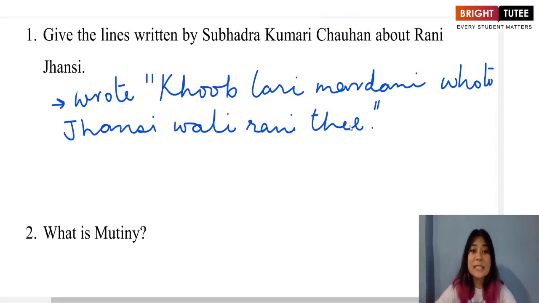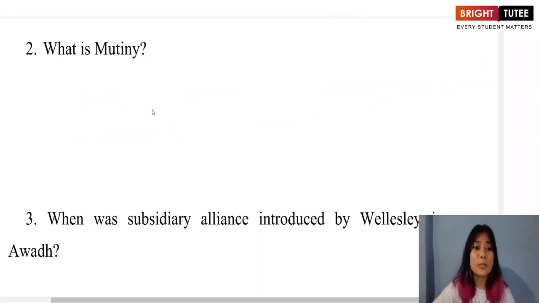So this basically means, like men, she fought. She was the Rani of Jhansi. Like men, she fought. She was the Rani of Jhansi. So this is the line written by Subhadra Kumari Chauhan about Rani Jhansi. Now let's look at the next question. The next question asks, what is mutiny?